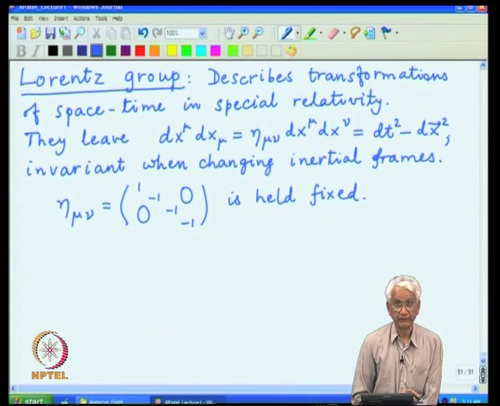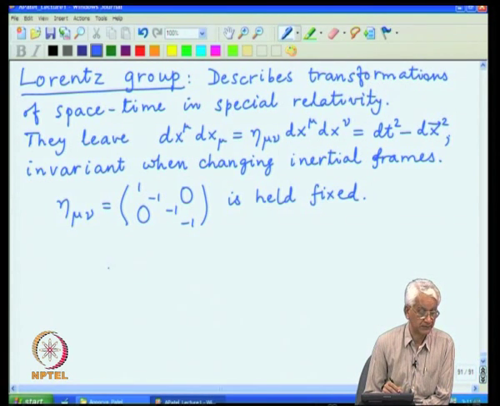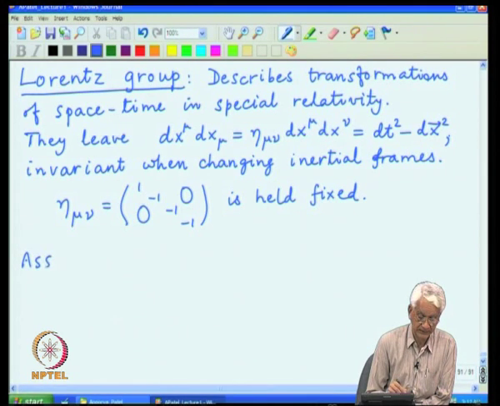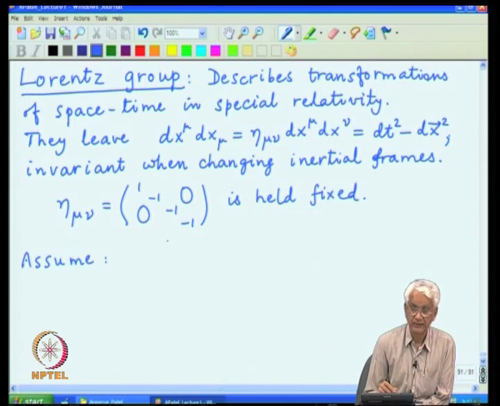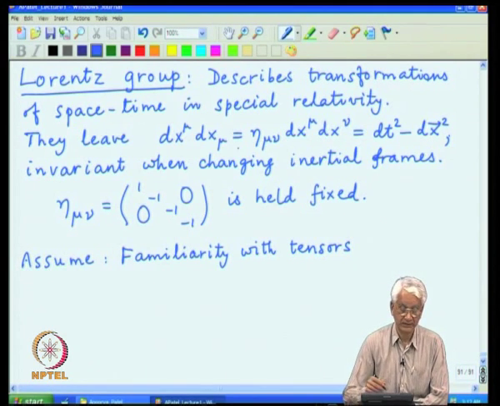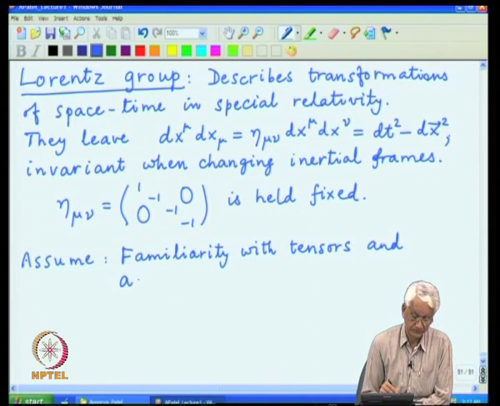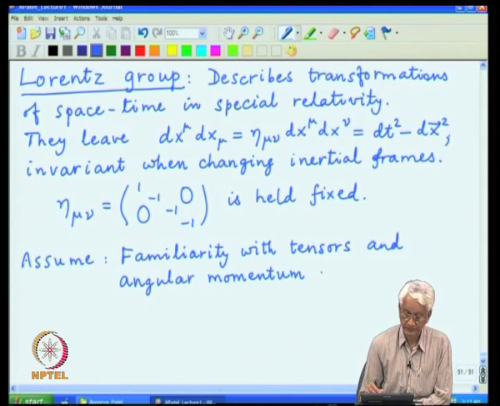Now, certain consequences follow immediately from these properties, and I will assume a certain amount of familiarity in discussing them, and this is the familiarity with tensor language where all these vectors appear with various indices and corresponding rules for raising and lowering them, and also the algebra of angular momentum operators.